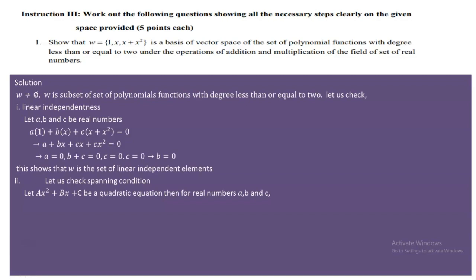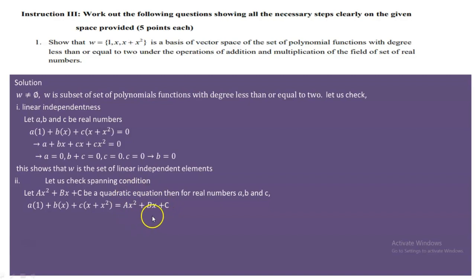plus Bx plus C, where capital A, B, and C are real numbers. Now take arbitrary scalar numbers a, b, and c. So our intention is to construct or to generate this quadratic equation from the given set using these scalar numbers. So let's now rewrite the combination of these scalar numbers with the given elements of W. As you saw before, this is a times 1 plus b times x plus c times (x plus x squared). This must make Ax squared plus Bx plus C.